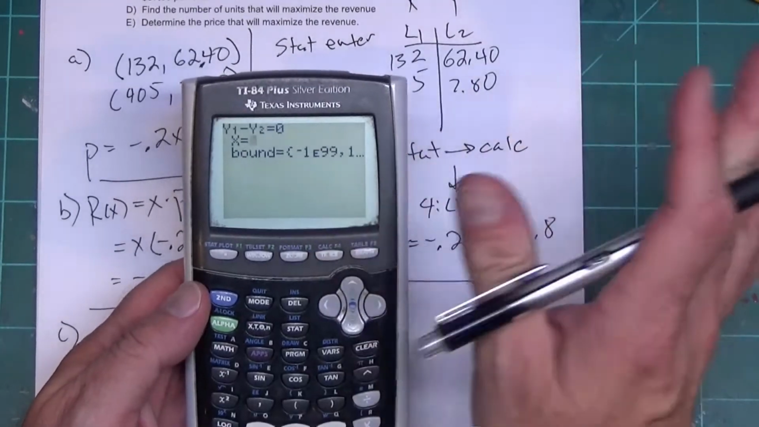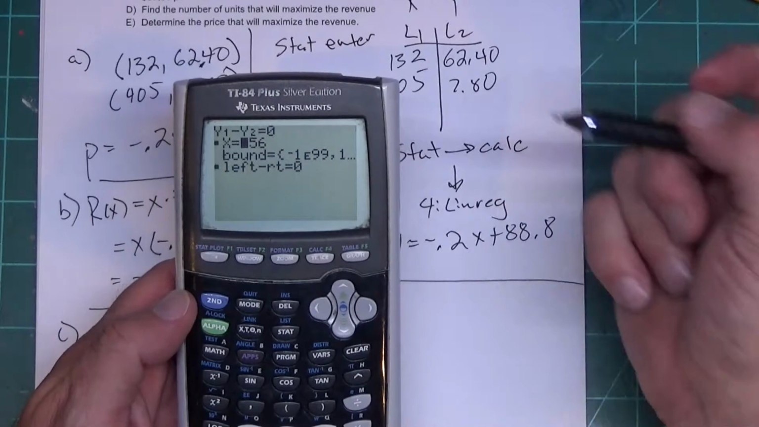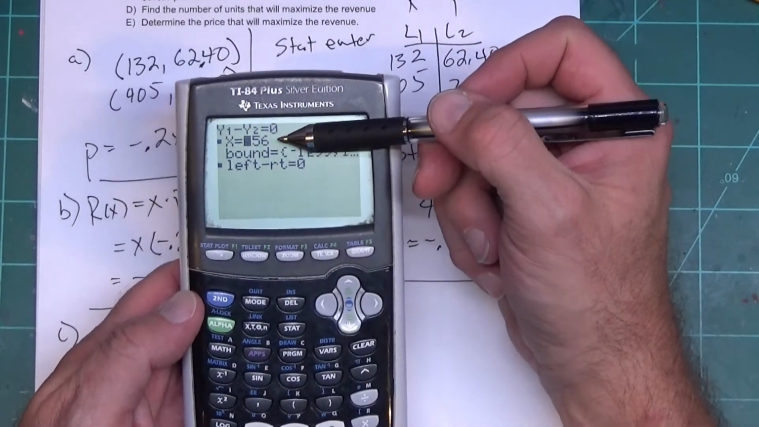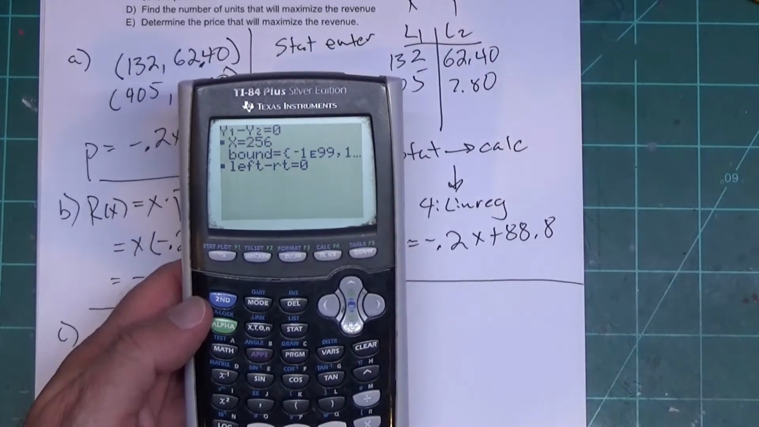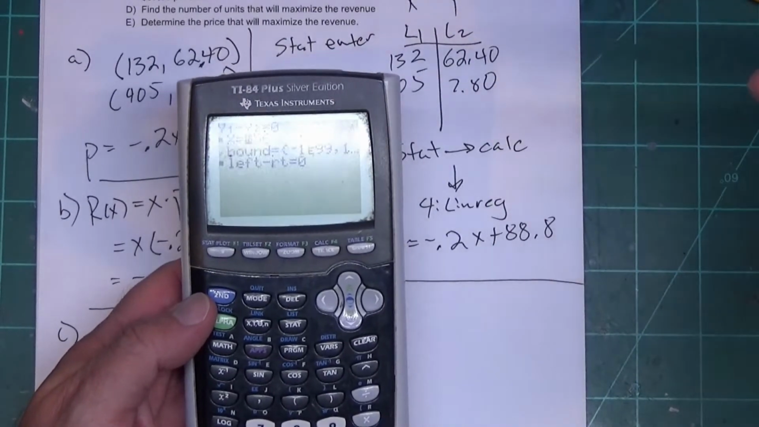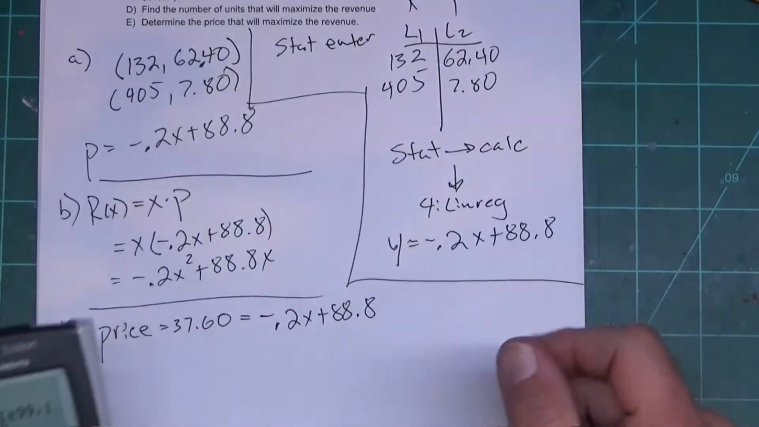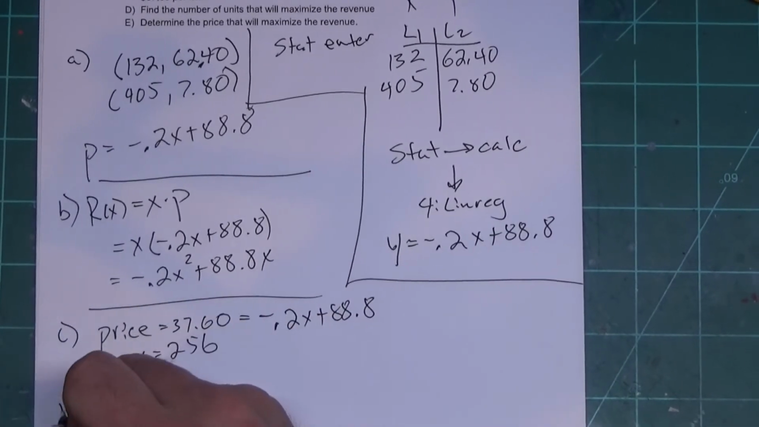And then since it's linear, it doesn't matter what number is here. I'll just hit 5, alpha, enter. The solver takes the number you put here and finds the closest solution to that number. Since there's only one solution, the calculator will find it. If it was a quadratic, I'd have to guess around a little bit. So in part C, I get x equals 256.